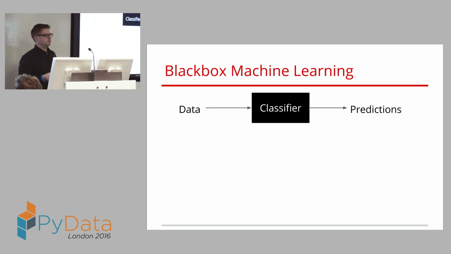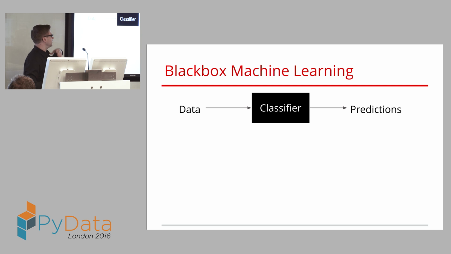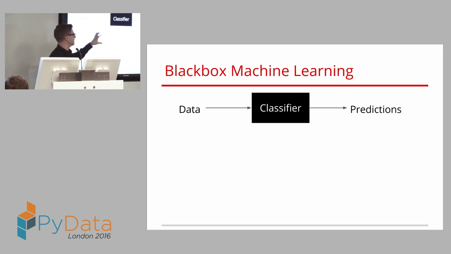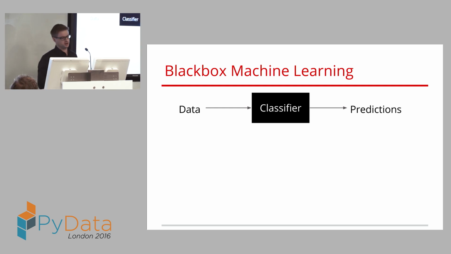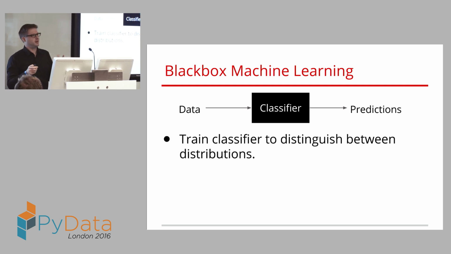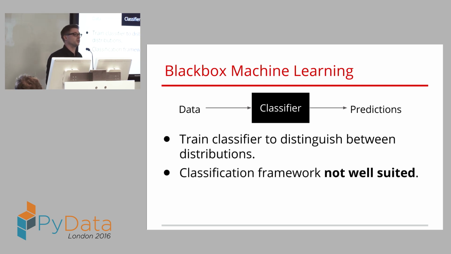And I mean, everyone likes machine learning, right? So maybe we could do that somehow. So you have data, this black box classifier, some are more black box than others, and that spits out predictions. And actually, it is already apparent that it's not the right tool for the job, but maybe you train a classifier to distinguish between those two. And if it can do that, then they're from separate distributions, but it doesn't really work, right? It's not really the right framework for solving this problem.